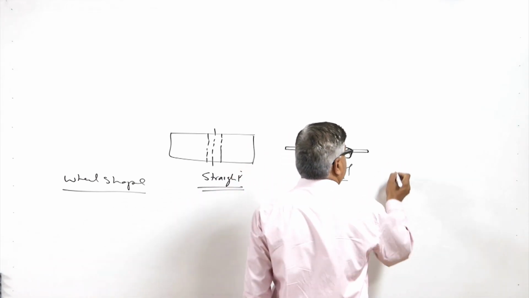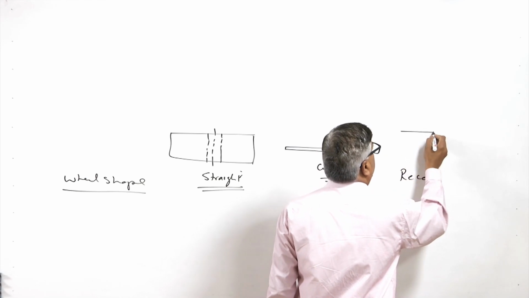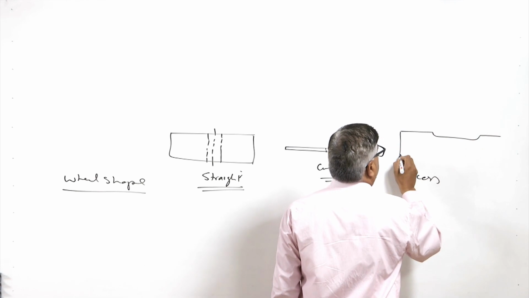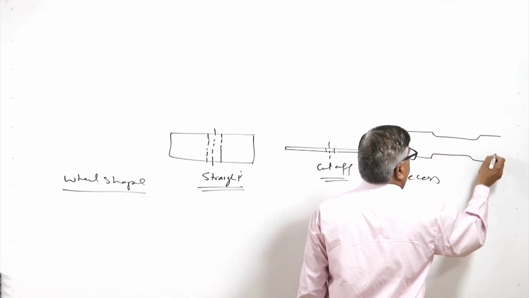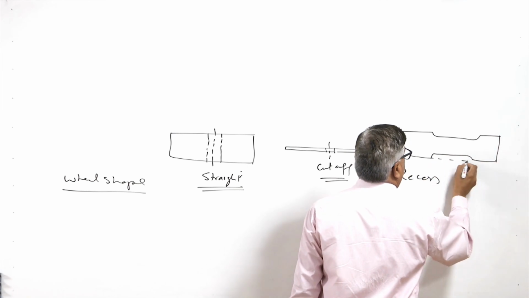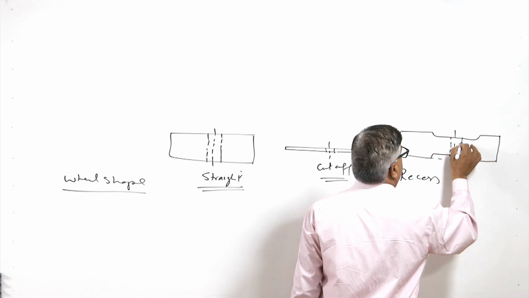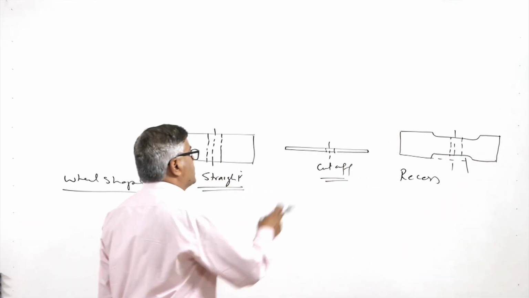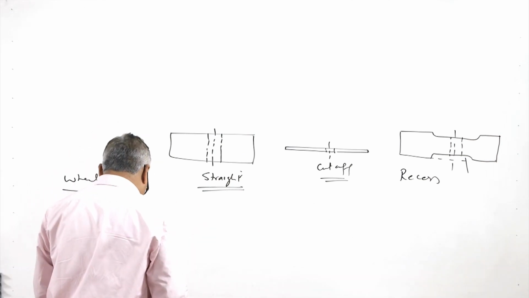Then recess wheel, wherein some kind of gap is obtained in the middle portion of the wheel. So, this is the kind of recess which is given to the wheel. This is the center hole which will be used for mounting of the wheel, and so this is the recess type of the grinding wheel, straight wheel, and the cut off wheel.